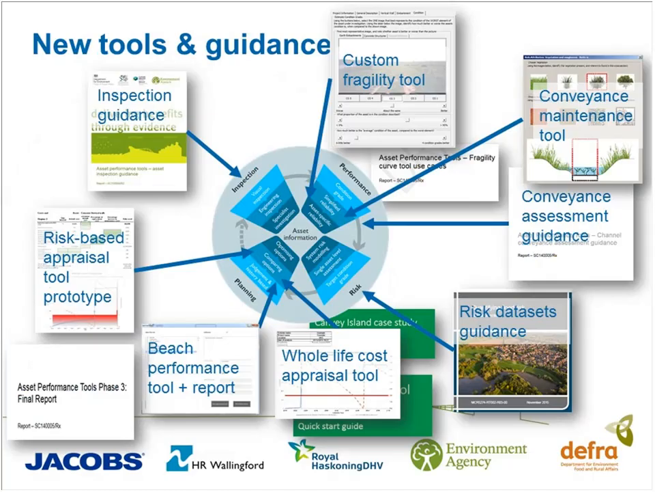So this diagram shows you a summary of the tools and guidance that we've produced. Starting on the top left is the inspection guidance document that was generated in the previous part of the program. Then going clockwise, we've got the custom fragility curve tool that I'll explain a bit more in a minute. We've got tools to help with channel maintenance, conveyance maintenance tool and guidance.